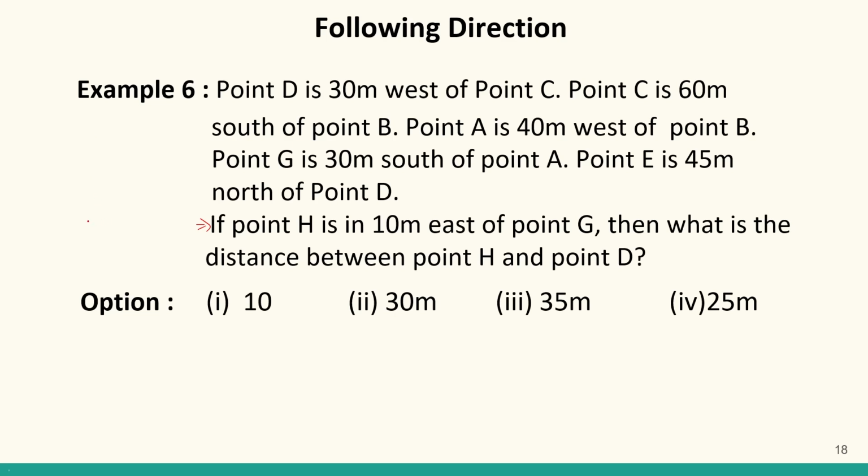So let me draw. Point D is 30 meter to the west of point C. C is 60 meter to the south of point B. A is 40 meter to the west of point B, and G is 30 meter to the south here, and this is 45 meter. Okay. Now point H is 10 meter east of point G. So this is G. If we are going east, this will be the direction. It is here. This is point H, 10 meter east of point G.